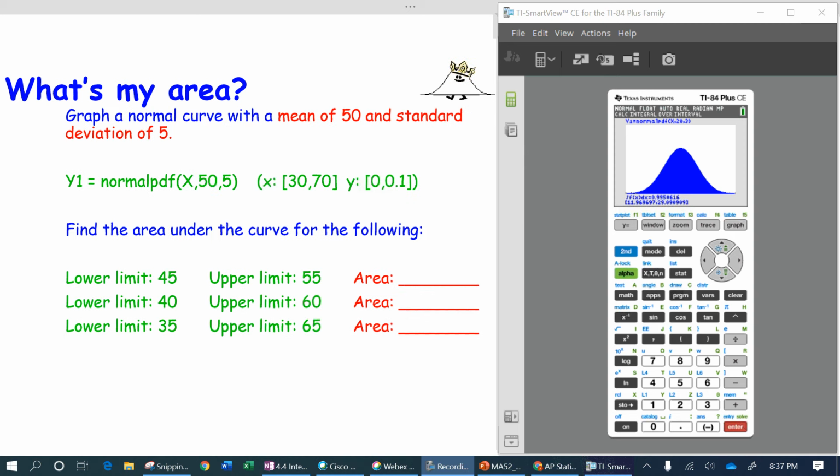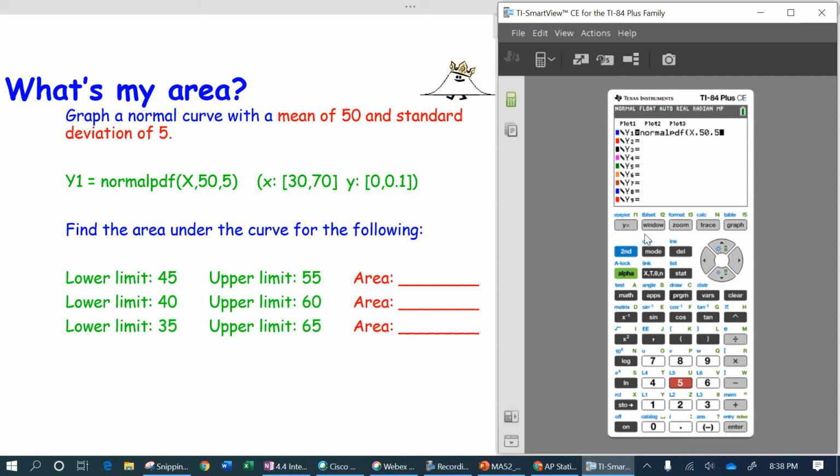Let's go through another example. So we're going to go ahead again and go to our y1, so go into y equals, and we're going to change our normal PDF. We're still going to have an x of x, but this time our mean is 50, and our standard deviation is 5. Notice that because I already had that in my y1, I didn't need to go through that whole same process of going to the distribution menu. I was just able to change those values.